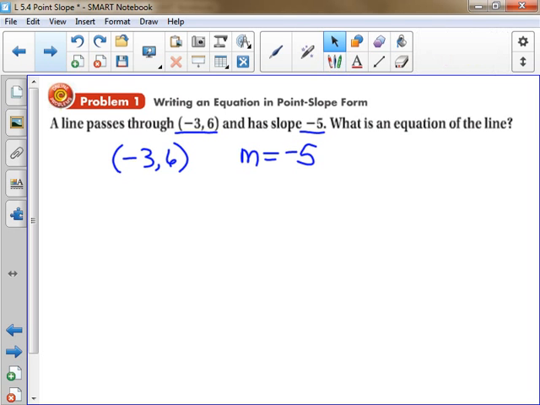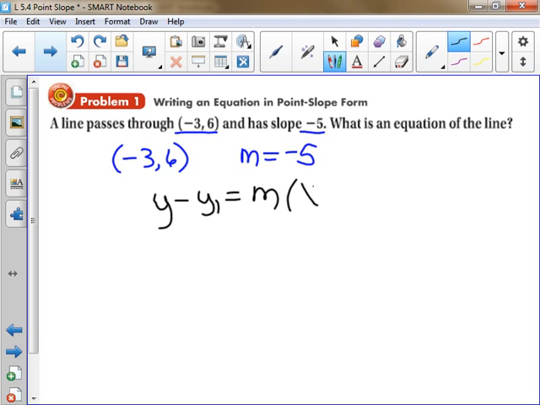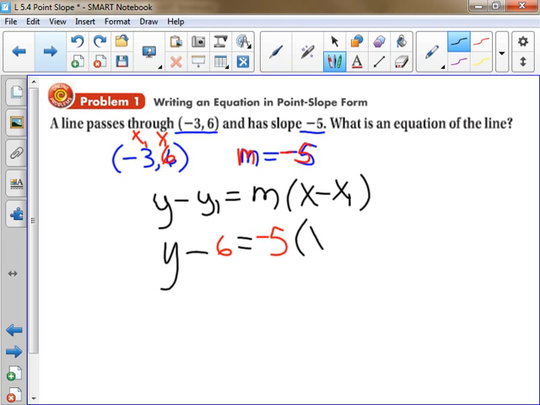Now in this lesson it's important that you write out the form over and over again so that by the time you're done with this lesson you'll be perfect. You'll have it all memorized. So I'm going to write out the equation. Y minus y1 equals m times x minus x1. All you do is you take the x and y coordinate of the point and the slope and you put it in the formula. So you're going to end up with y minus whatever the y coordinate is, 6, and that's equal to whatever m is, that's -5, times the quantity x minus whatever the x coordinate is, that's -3.